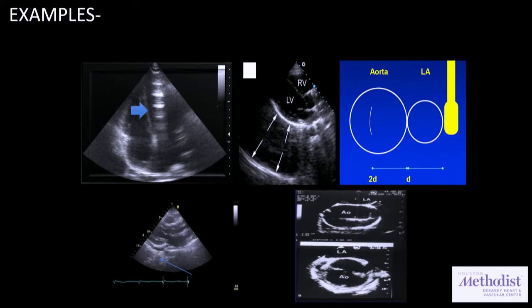And sometimes it can also happen on TEEs, right? If the back wall of the left atrium is very reflective, it can falsely produce a flap-like thing in the aorta, which mimics aortic dissection. So it's very important to know this concept when you're doing TEEs, especially if you're evaluating for dissection. Remember to make sure you're using biplane, using color Doppler, and also looking in the other views as well.